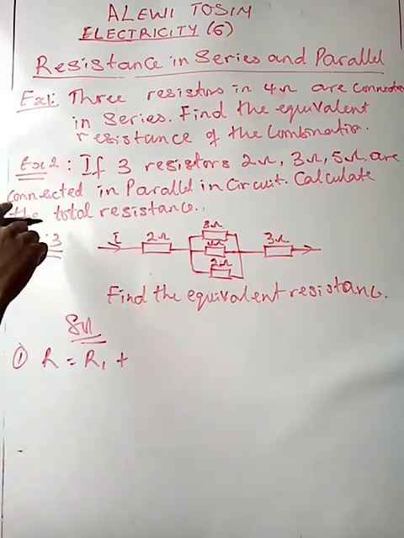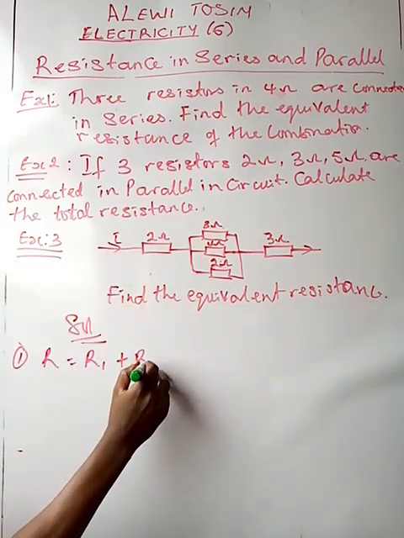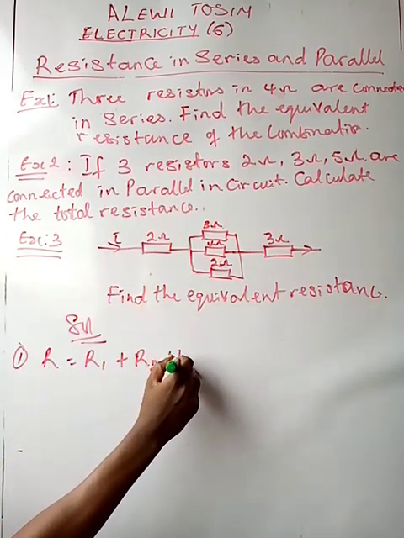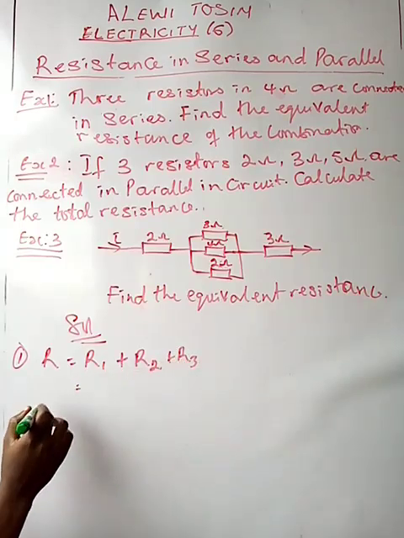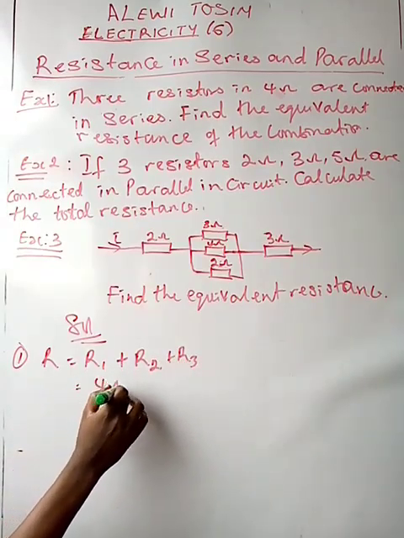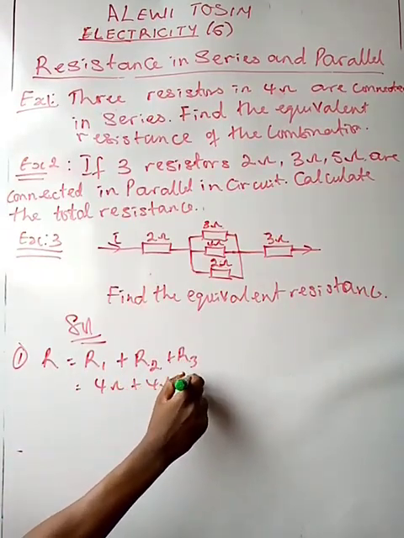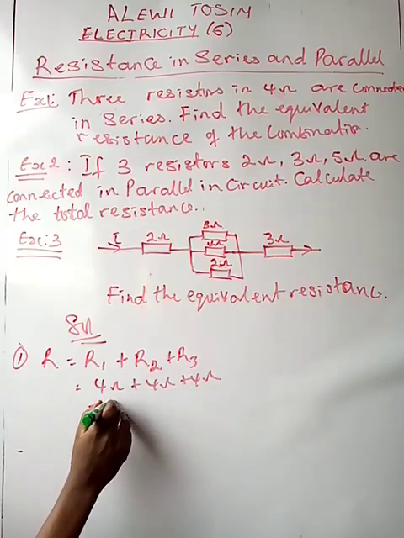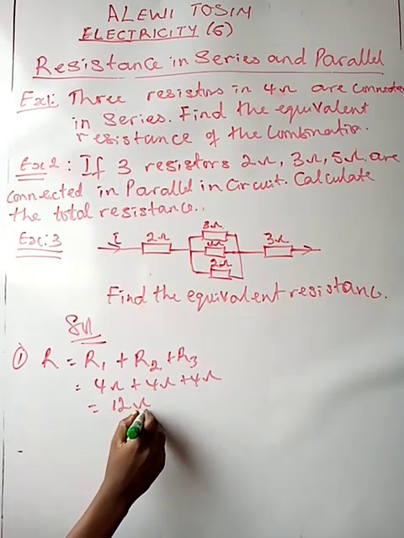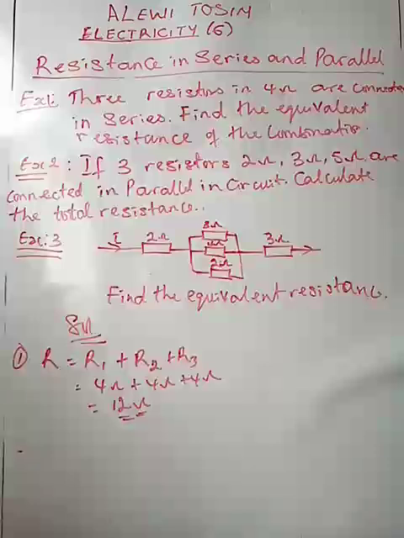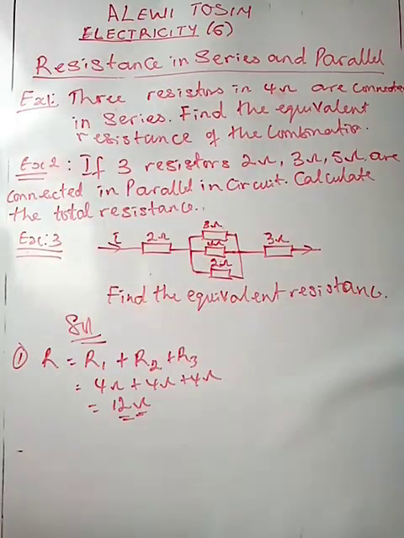We are told there are 3 resistors. So we have R1 plus R2 plus R3. And there are 4 ohms each. That will be 4 ohms plus 4 ohms plus 4 ohms. That gives us 12 ohms resistor. Final answer, as simple as that. That's the what? 3 different resistors in what? In series. Resistors in series.